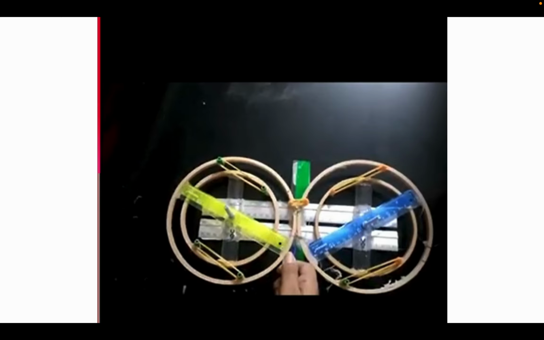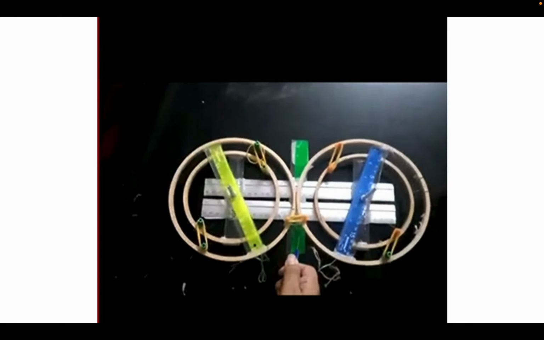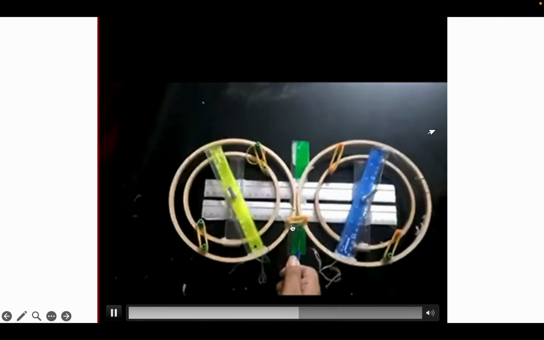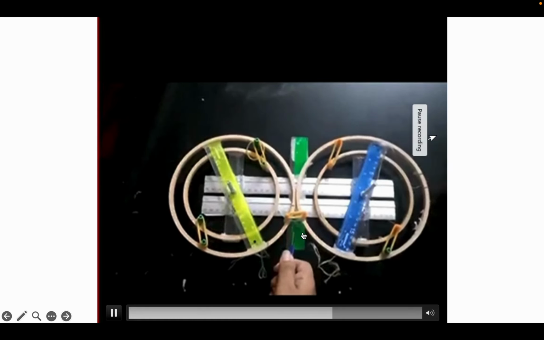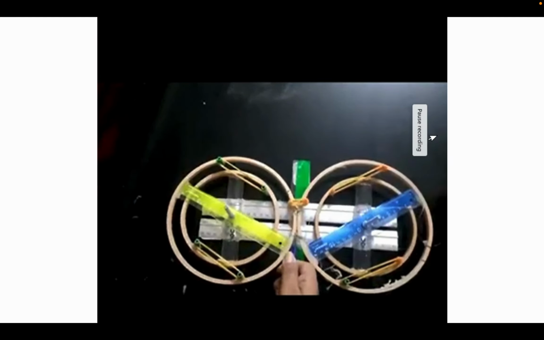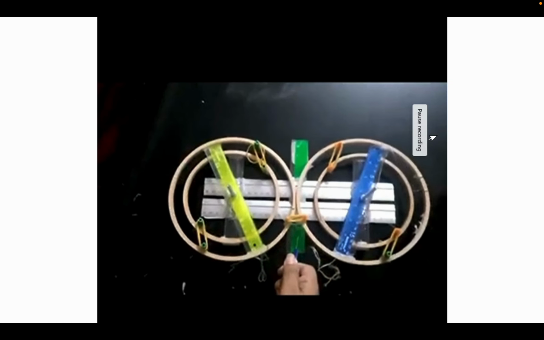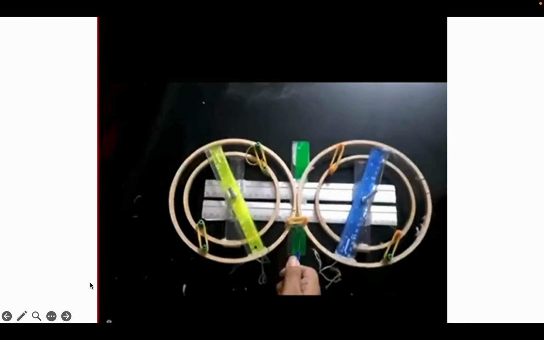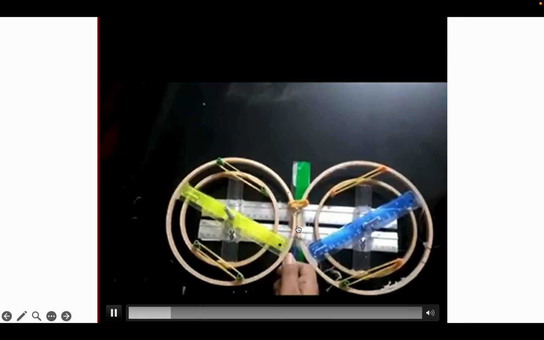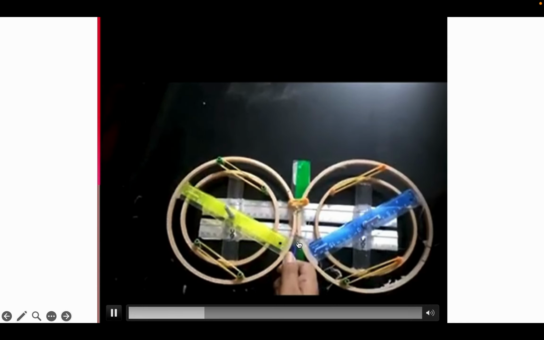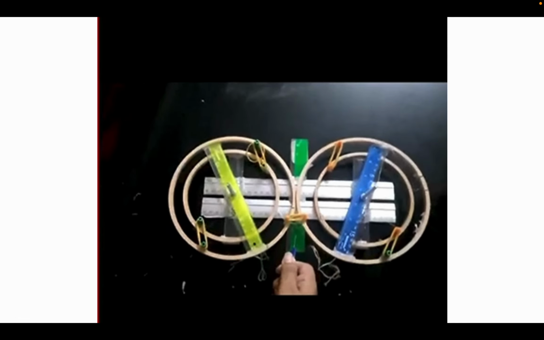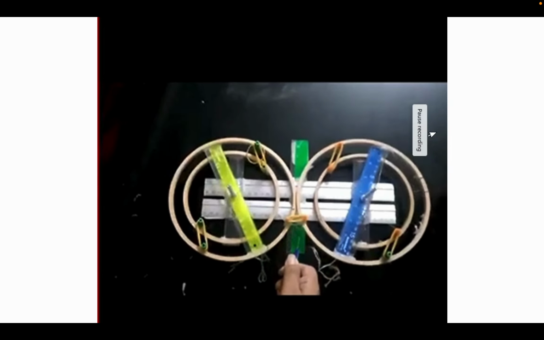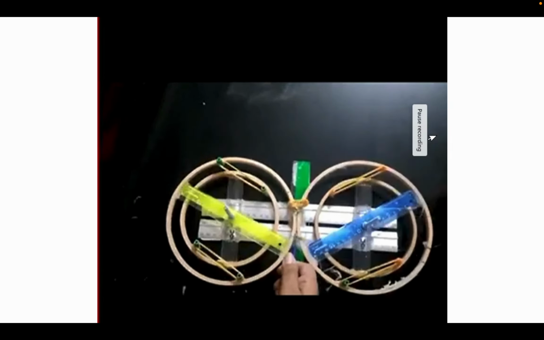Okay, when the thread is caught, the rotating rings are stopped due to this rubber band, and forward motion is achieved. Here nothing else, the thread cutter just cuts the thread. The thread cutter has no role in pushing the cart, but the cart has moved some distance.